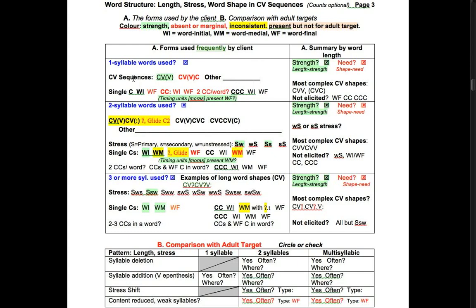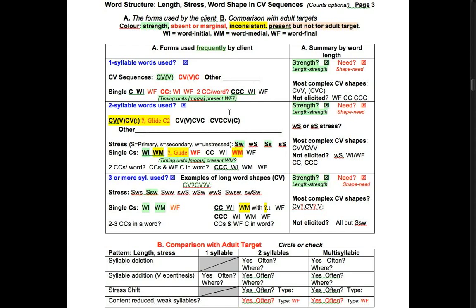Well, here you have CV sequences. C means consonant and V means vowel. All the way across, you can see different word shapes are represented as CV sequences. What about WI, WM, and WF? Those refer to the word position of the sound, which can be word initial, word medial, or word final position.